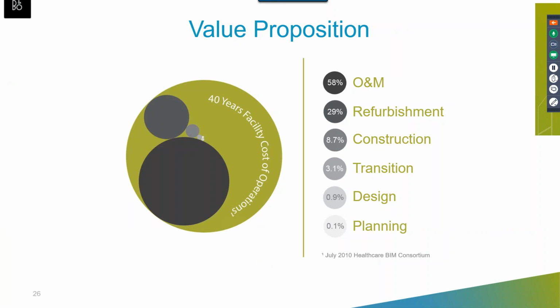So again, looking a little bit, and this is a healthcare model, but they do a better job in general of measuring the cost of operations given their financial model. And so they developed this and show us that operations and maintenance of a facility is at about 58%, 29% of that in refurbishment, where we would also see any changes in sizes of space or functions of space, those types of things.